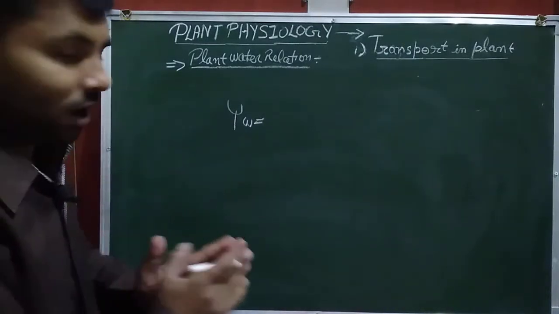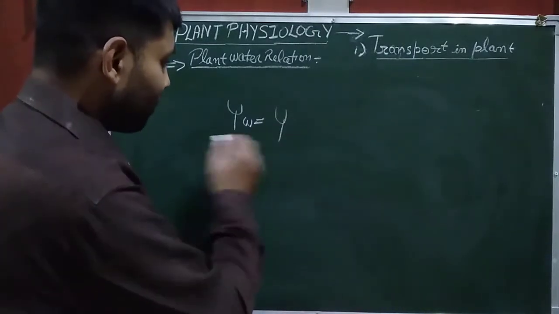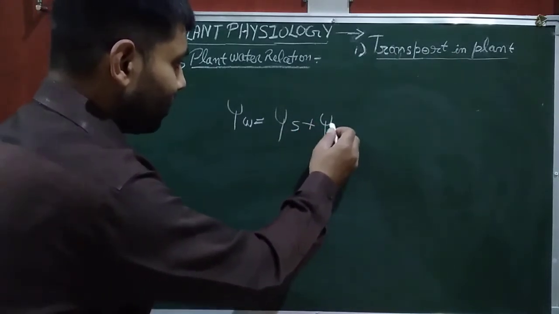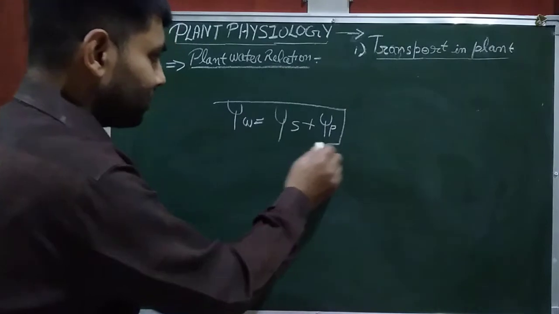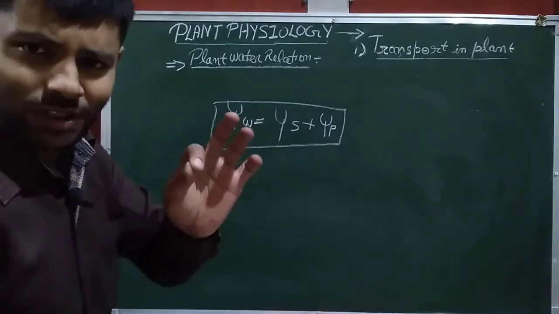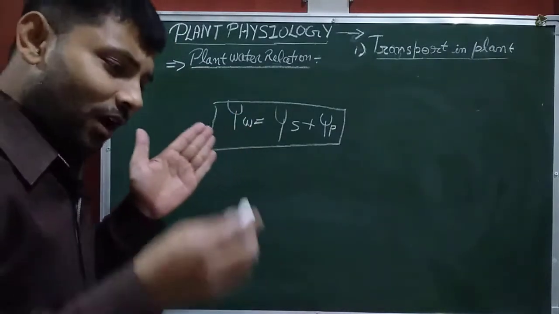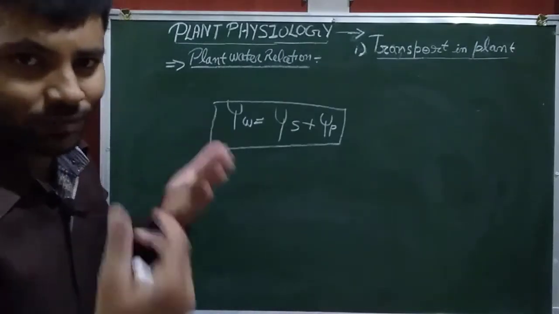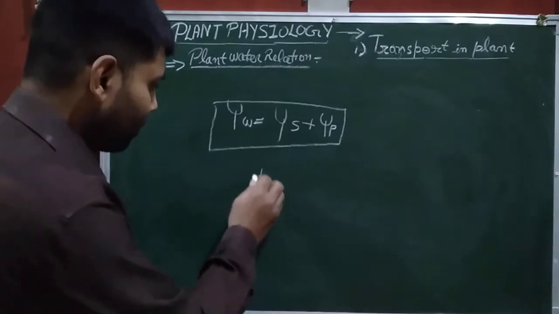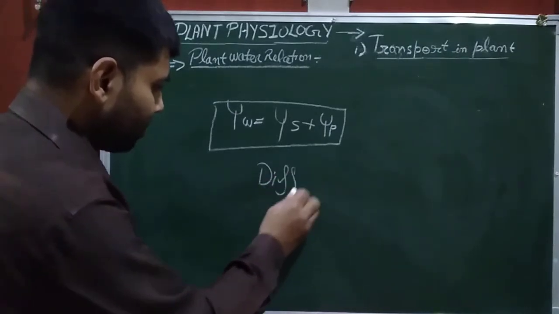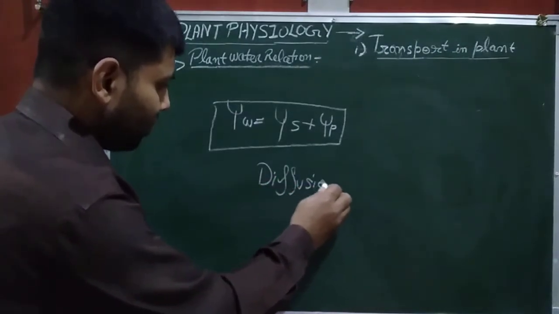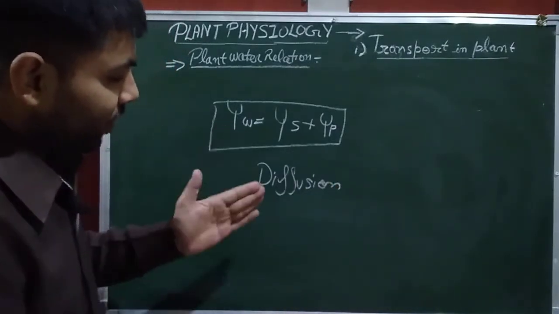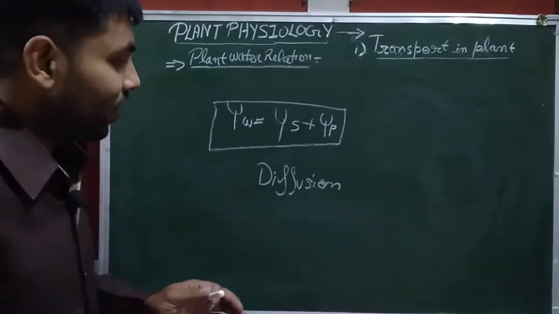Water potential: what is the formula? As I explained, water potential basically involves solute potential plus pressure potential. It is now clear. Now one thing is very common: how does the movement occur? There are two types of movement. One is diffusion, we know that. By the name it is very clear, diffusion. I will explain it in a very simple way.